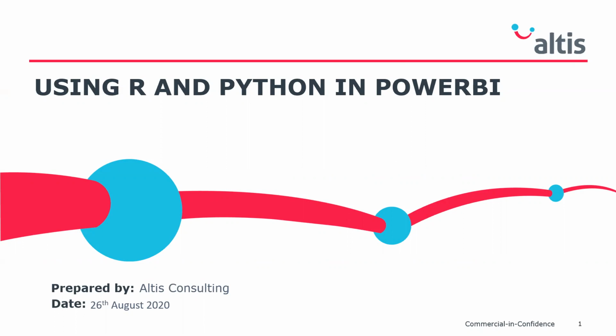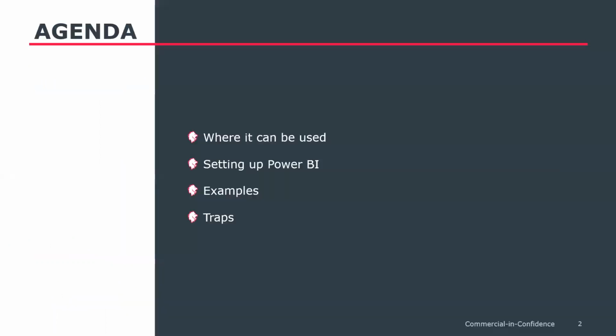So a bit of a niche subject, but still quite an interesting one for people who have used Power BI and want to get a bit more flexibility in the way that they collect or ingest their data, and the way that they want to visualize their information. So what we're going to be talking about today is where it can be used, how your R or Python script gets applied, and how you would set up Power BI. We've got some examples of the ways that you can implement that, and some traps as we go along the way.